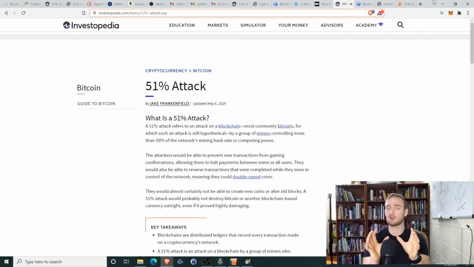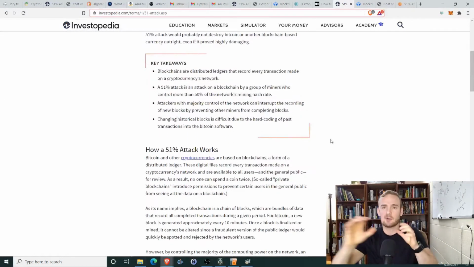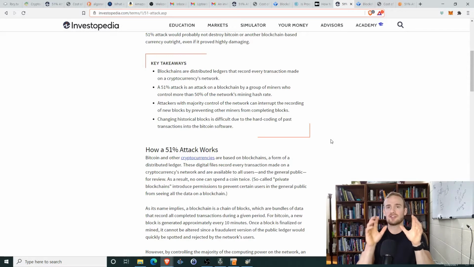But when a 51% attack occurs, basically what can happen, one individual or group of individuals will control more than 50% of the mining power on the network. And because they have that monopoly on the mining power, they can kind of use the network for their own purposes. So some of the things that they can do, and one of the most common things is that they will basically create two separate blockchains.